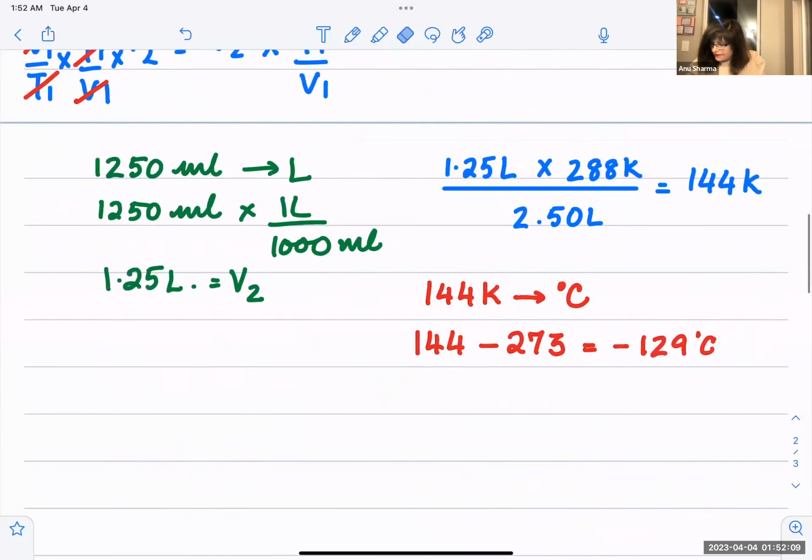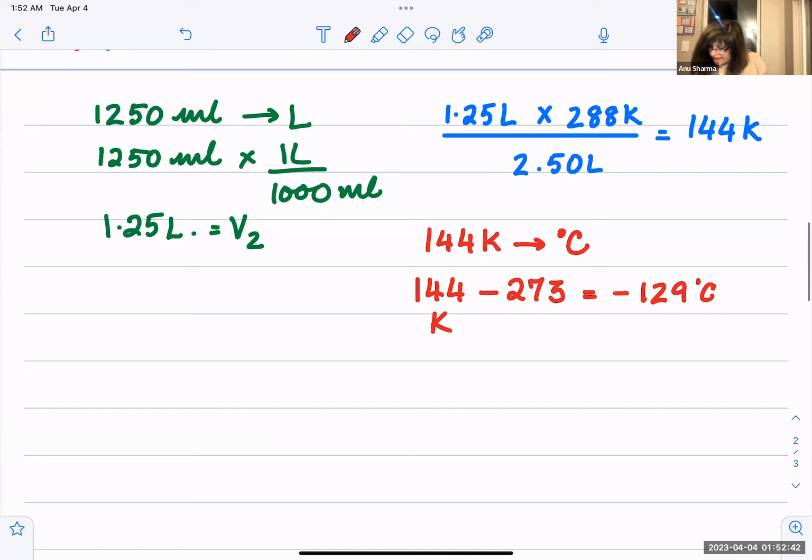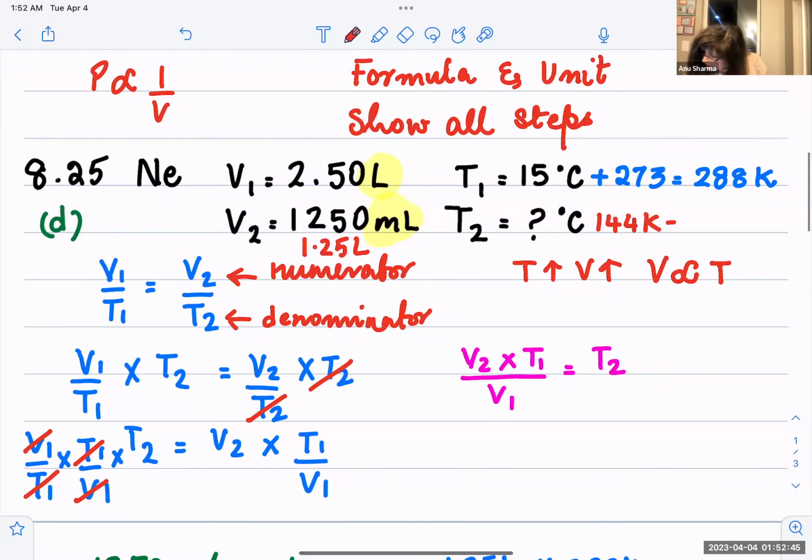Okay, so here's the thing: when you have the answer in Kelvin and you need to convert it into Celsius, you subtract 273. Obviously, to go the other way you add, but here you subtract 273. So this Kelvin gets converted into Celsius when you subtract. With that said, your answer comes out to be negative 129, and this negative 129 is a smaller number. So here, this comes out to be negative 129 degrees Celsius.